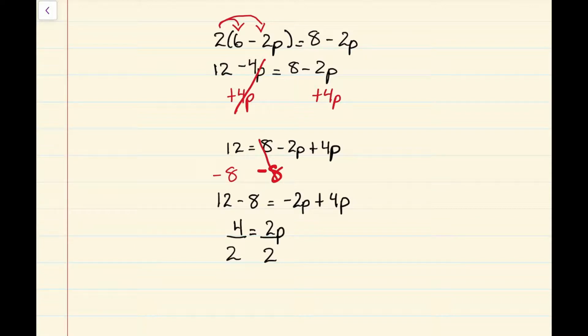And 2 divided by 2 is just 1. It will give us 1p, which is just p. And 4 divided by 2 is just 2. So the answer is p is equal to 2. And that's basically how to solve that question.